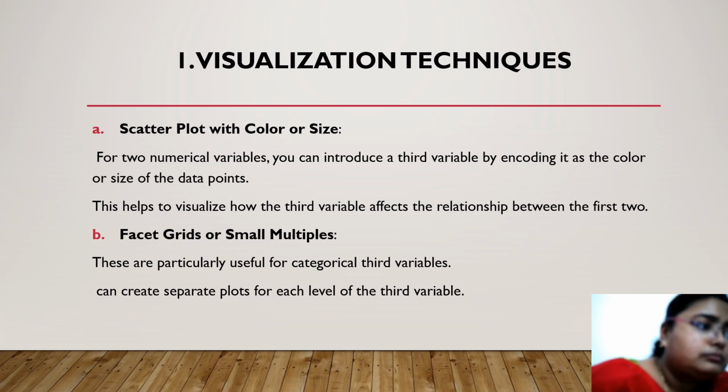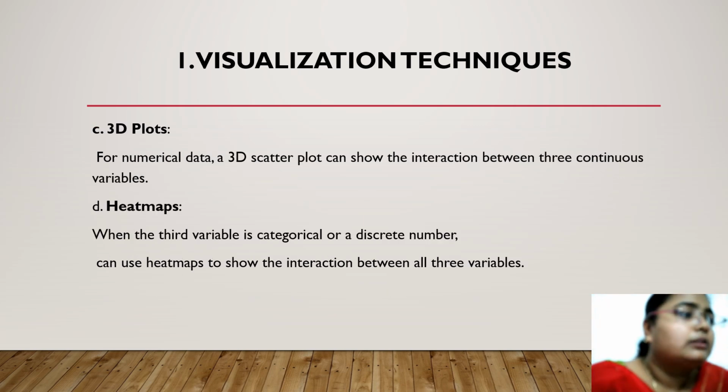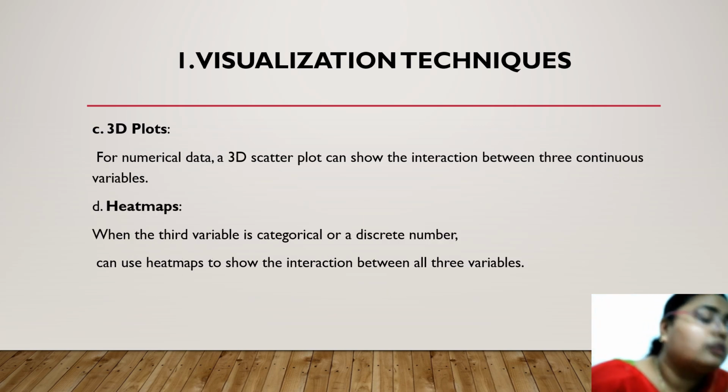Now next is the facet grids or small multiples. Facet grids or small multiples, basically it is useful for categorical third variable only, where it shows clear separate plots or levels of the third variable. Now 3D plots, it is used for numerical data. It shows how the interaction is between the three variables, that is the interaction between the three continuous variables is shown through 3D scatter plot.